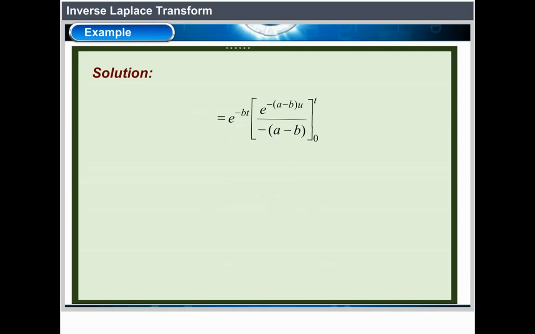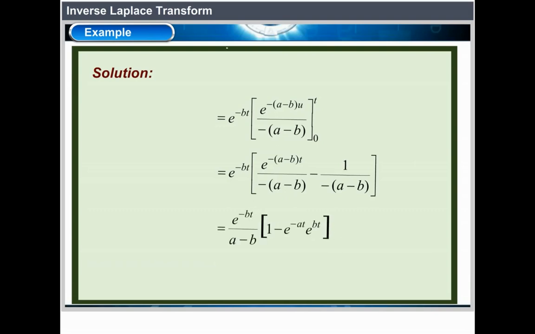Equal to e^(minus bt) times e^(minus (a minus b)u) divided by minus (a minus b) with limits 0 to t, equal to e^(minus bt) times (e^(minus (a minus b)t) divided by minus (a minus b) minus 1 divided by minus (a minus b)), equal to e^(minus bt) divided by (a minus b) times (1 minus e^(minus at) e^(bt)), equal to 1 divided by (a minus b) times (e^(minus bt) minus e^(minus at)).